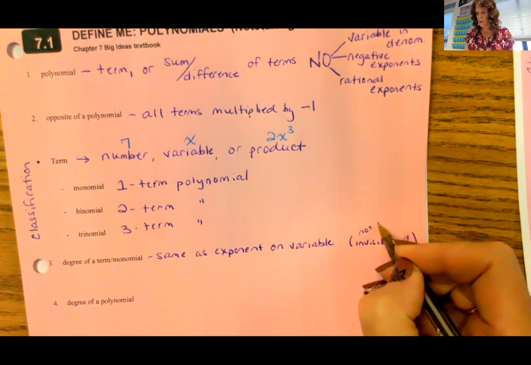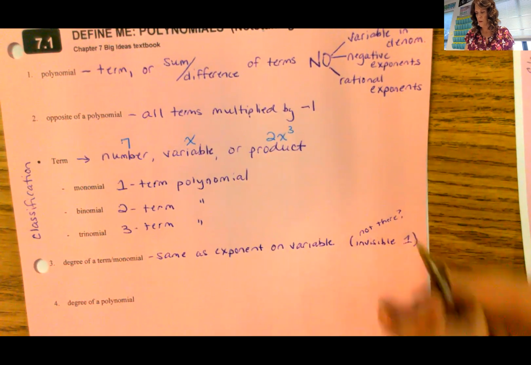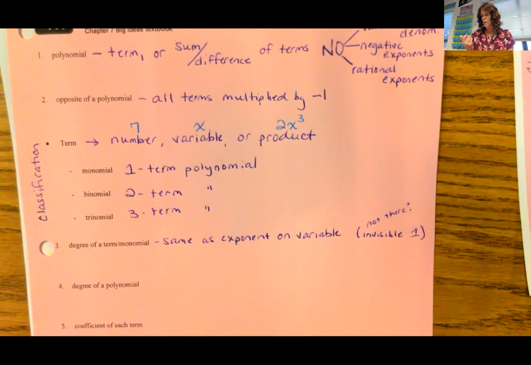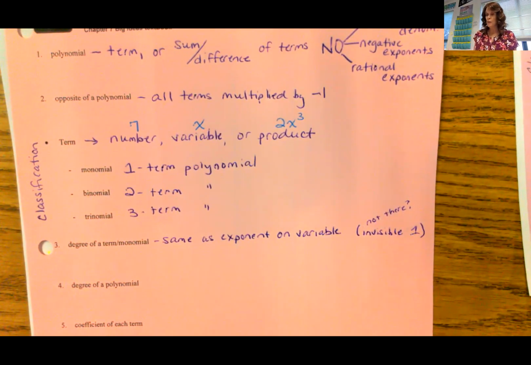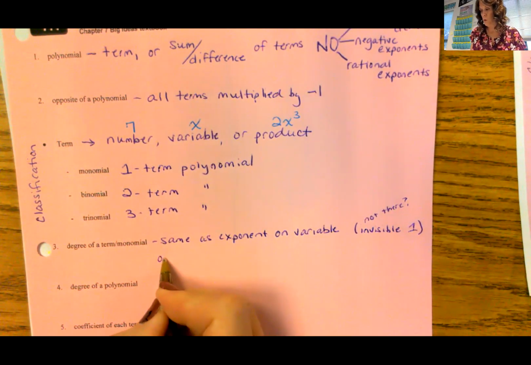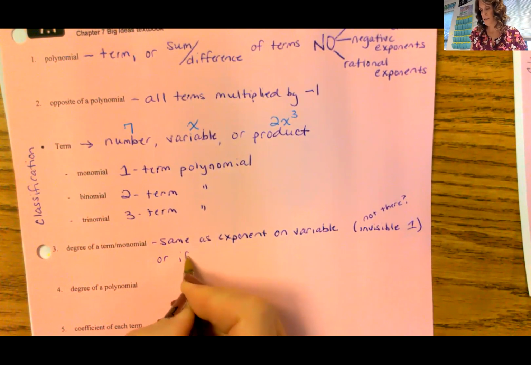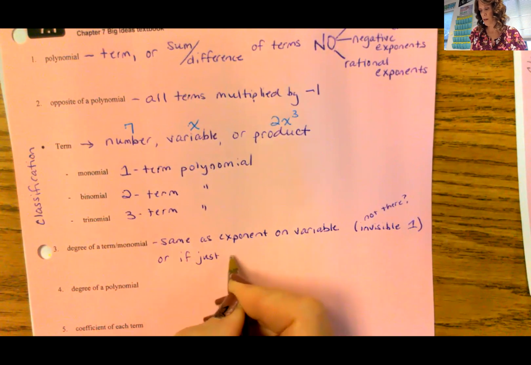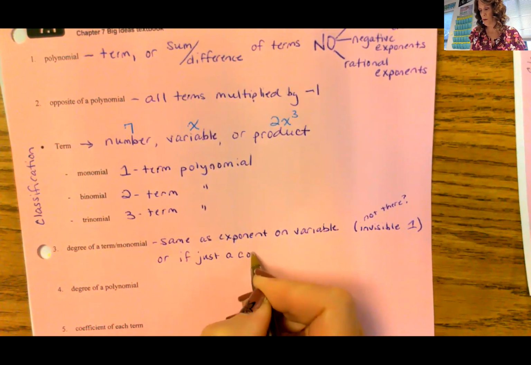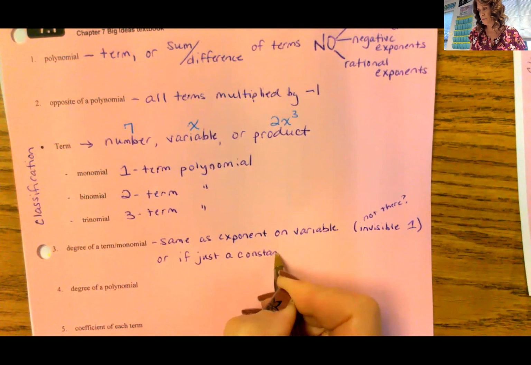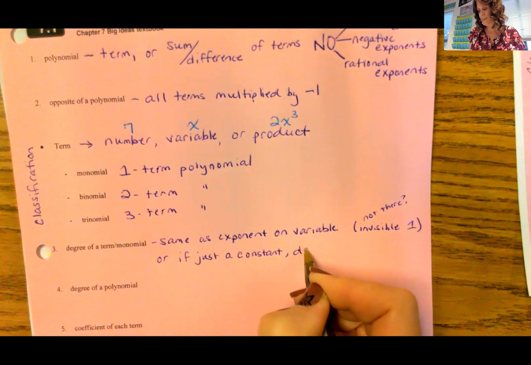I'll just write not there with a question mark, okay? Now, we could have no variable. So, if it's just a constant, and a constant being that number, if it's a constant, then that degree is 0.